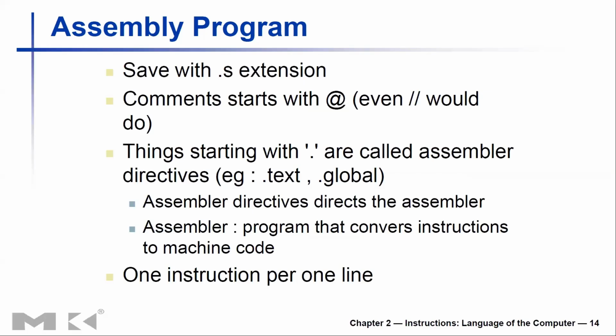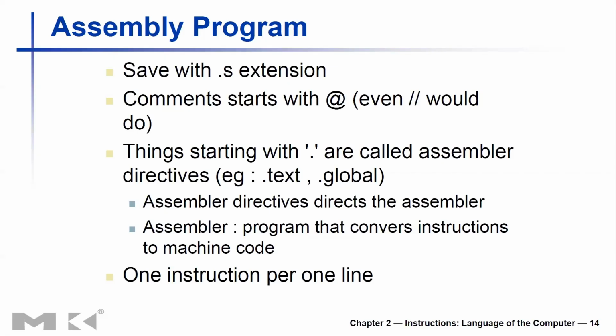If you look at the basic things about an assembly program, the assembly program code, you save it with this .s extension. For C programs you use the .c extension. Here the extension you will be using is .s, and comments in assembly start with @, and also you can use double slashes as well, as used in C. Here @ also you can use for single line comments.